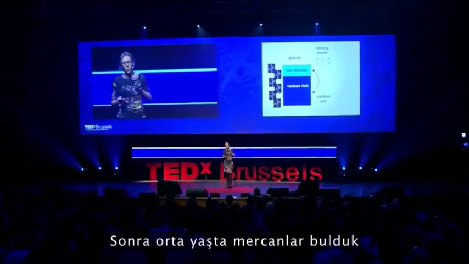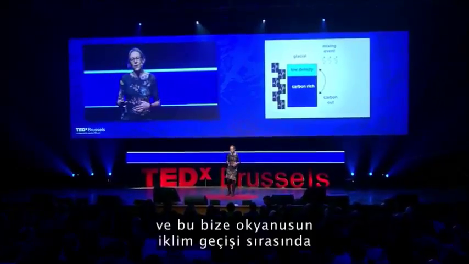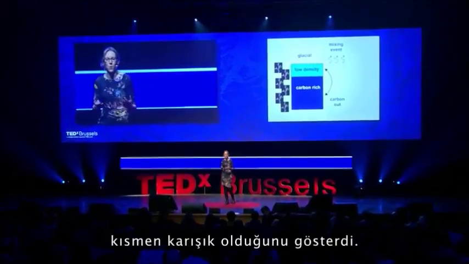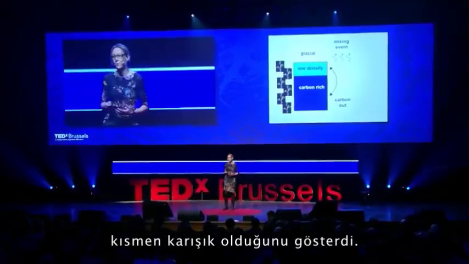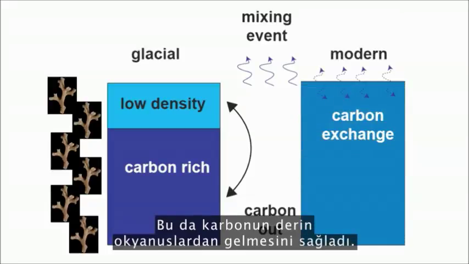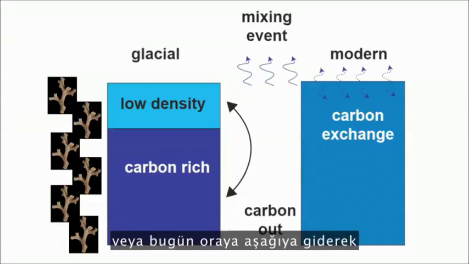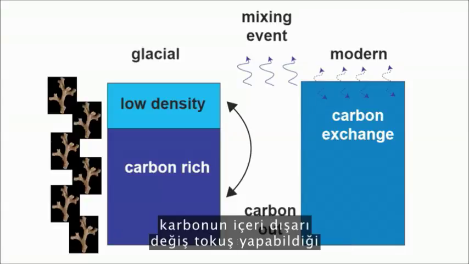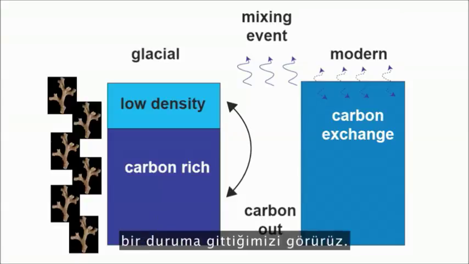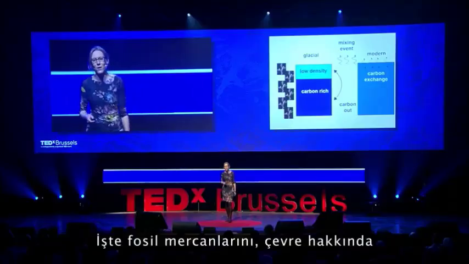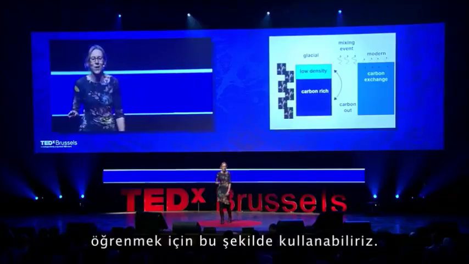We then found corals that are of an intermediate age, and they show us that the ocean mixed partway through that climate transition. That allows carbon to come out of the deep ocean. And then if we analyze corals closer to the modern day, or indeed if we go down there today anyway and measure the chemistry of the corals, we see that we move to a position where carbon can exchange in and out. So this is the way we can use fossil corals to help us learn about the environment.